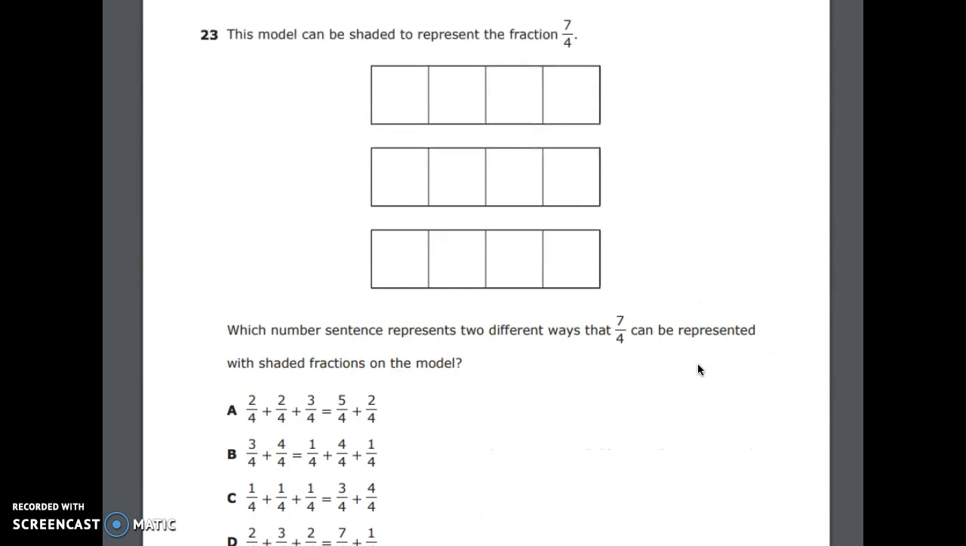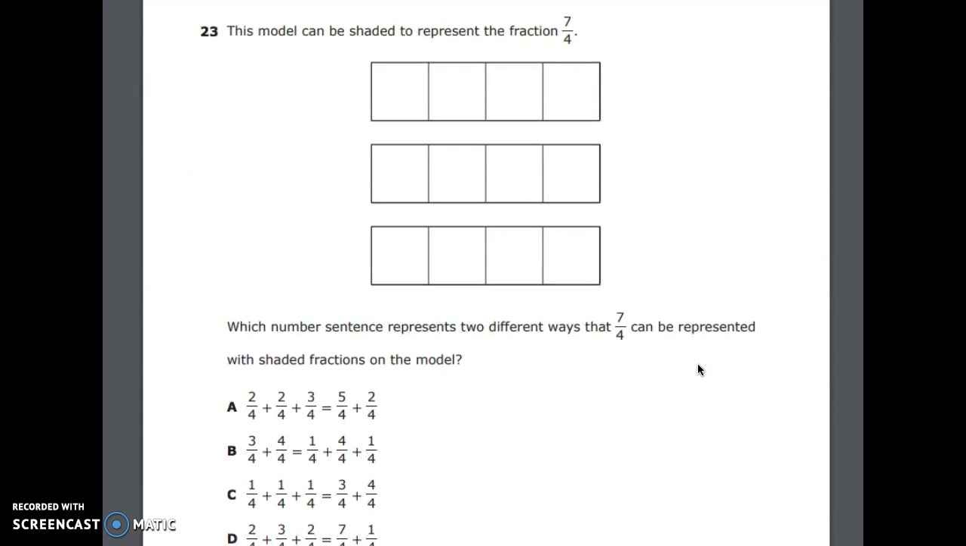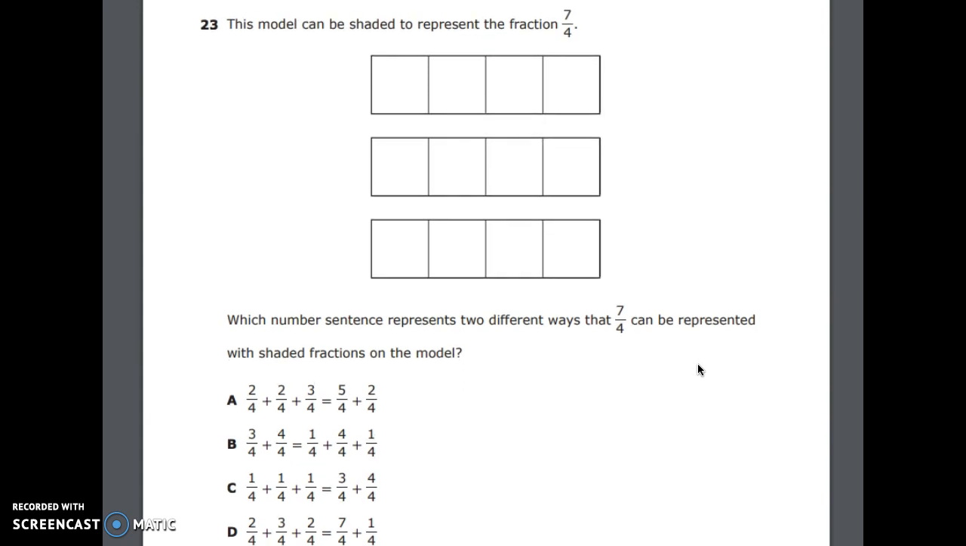Number 23. This model can be shaded to represent the fraction 7/4. Which number sentence represents 2 different ways that 7/4 can be represented with shaded fractions on the model?